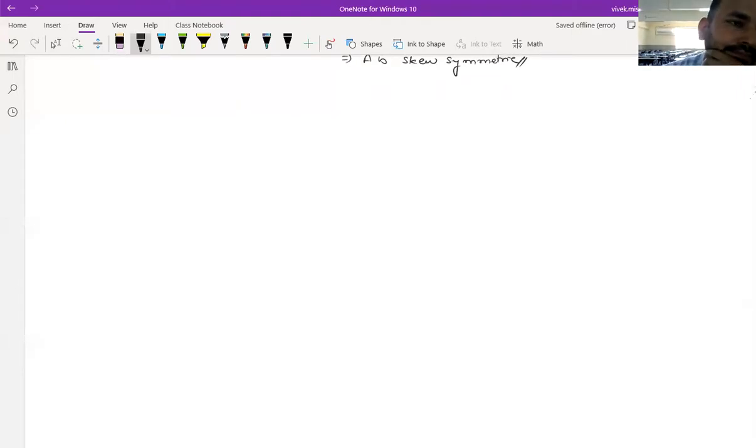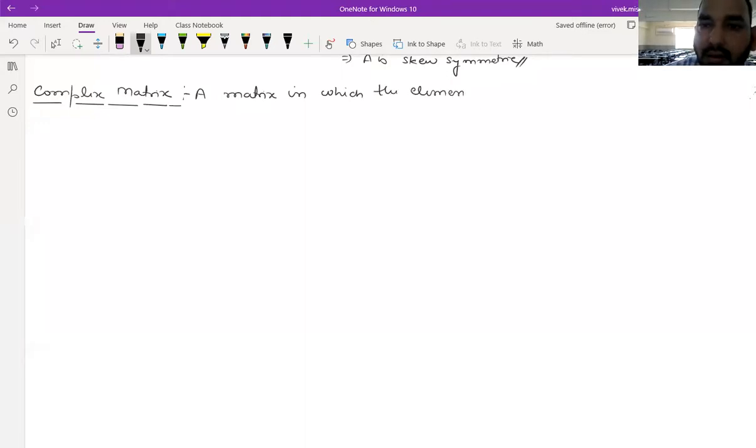Now, complex matrix. A matrix in which the elements are complex numbers is called complex matrix.